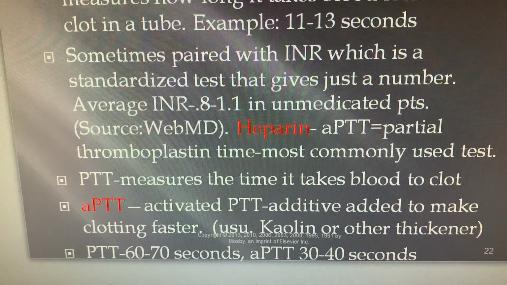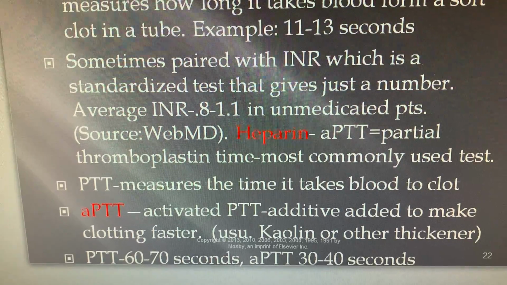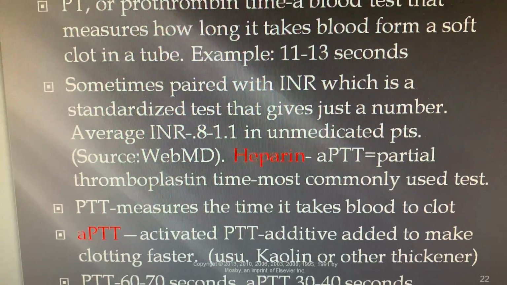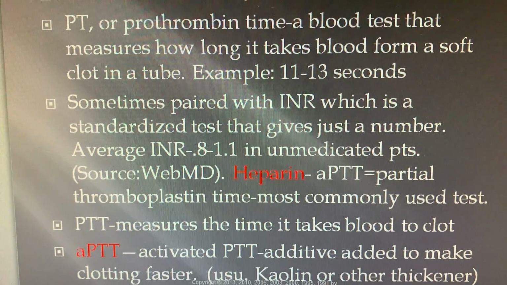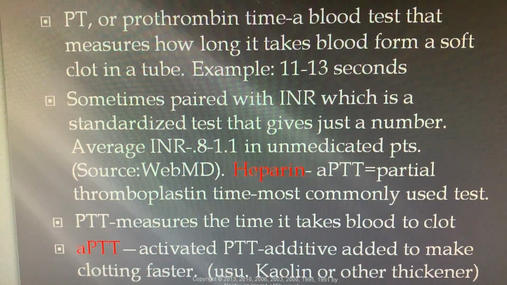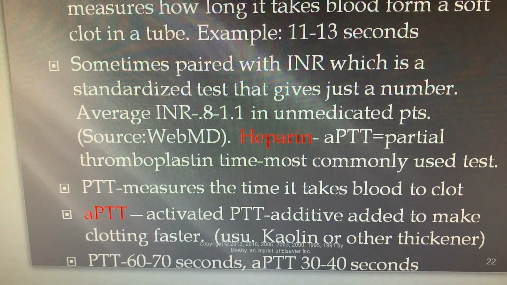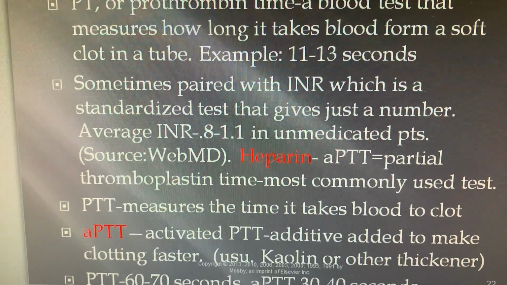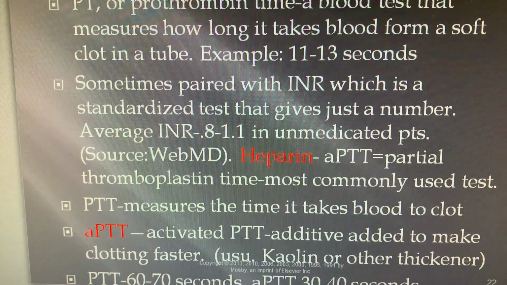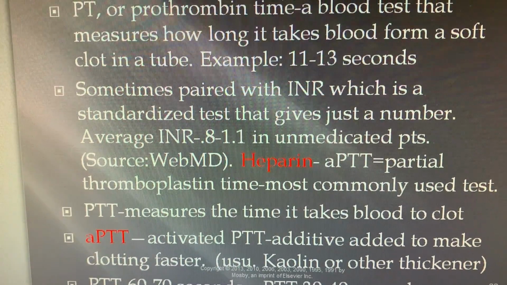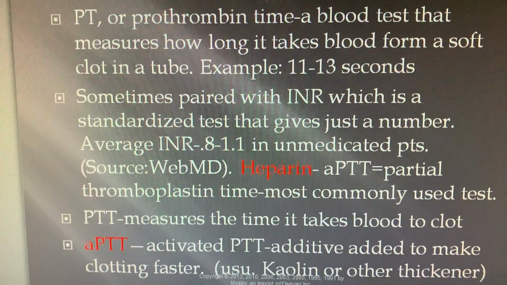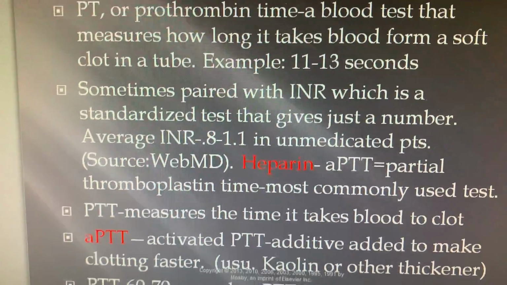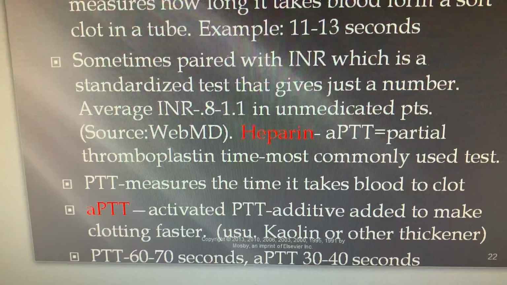According to WebMD, the average PTT in an unmedicated person is about 60 to 70 seconds, so about a minute. And that means that if you draw the blood up in a tube and it doesn't have an additive of some type, but you've just got that blood sitting there, it's going to start clotting fairly quickly, but it's going to form a firmer clot. And if you were to shake that tube back and forth at about a minute, you'd start hearing a little thump because that blood is forming a thicker clot.